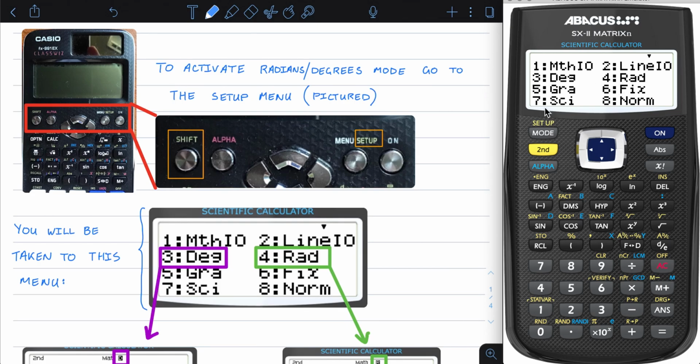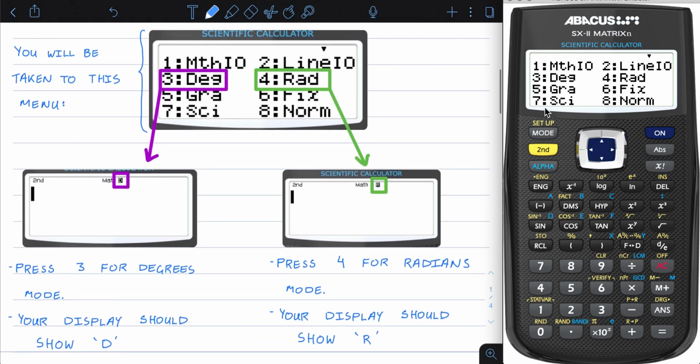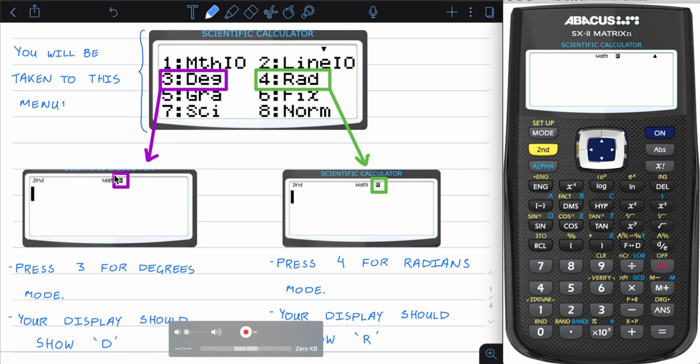As you can see, there are two options here. 3 is degrees, 4 is radians. Obviously for this, we want it to be in radians, so we're going to press number 4. And there's that R for radians here. If ever you're going to go back to work with degrees, make sure that your calculator is in degrees mode. It should show that letter D on your screen.